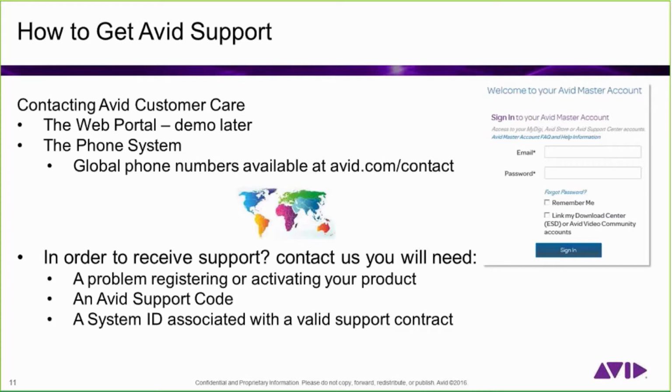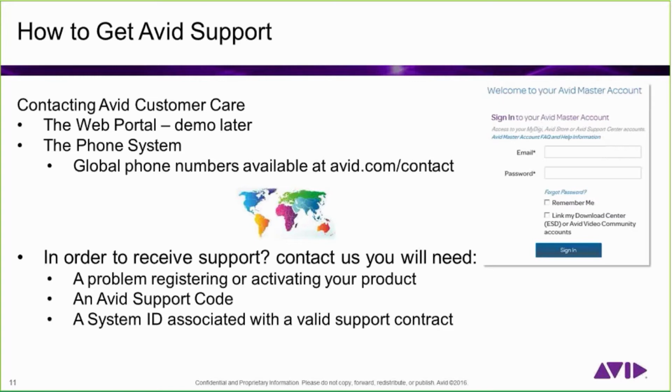So to raise a case in the first place, you will need one of the 3 things that you see there. We don't insist that you have a support contract or an Avid support code if you're registering or activating your product. We understand clearly that often if support is bundled with the product you've bought, you're not even going to have that support contract until you've been able to register or activate your product. So that's one of the ways in which you can get support, you can get into contact with us.